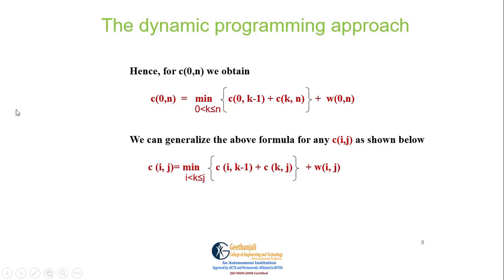But in general, how do you represent that? C of I comma j is equal to the minimum of k varying from I plus 1 to j, of C of I comma k minus 1 plus C of k comma j, plus W of I comma j. So this is the formula to find the cost of any subtree. Okay, C of 0 comma n is the main tree, and this is what we are giving in general.